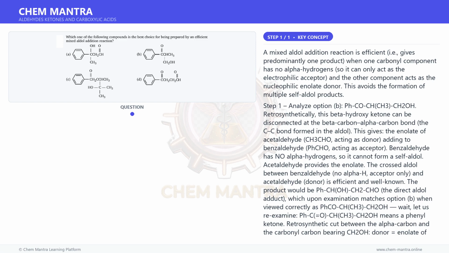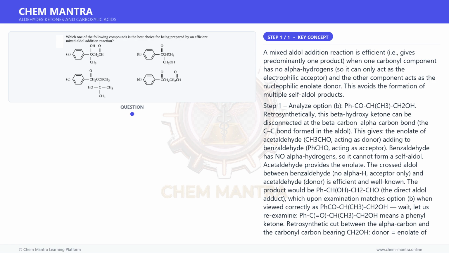A mixed aldol addition reaction is efficient, i.e., gives predominantly one product, when one carbonyl component has no alpha hydrogens, so it can only act as the electrophilic acceptor, and the other component acts as the nucleophilic enolate donor. This avoids the formation of multiple self-aldol products.